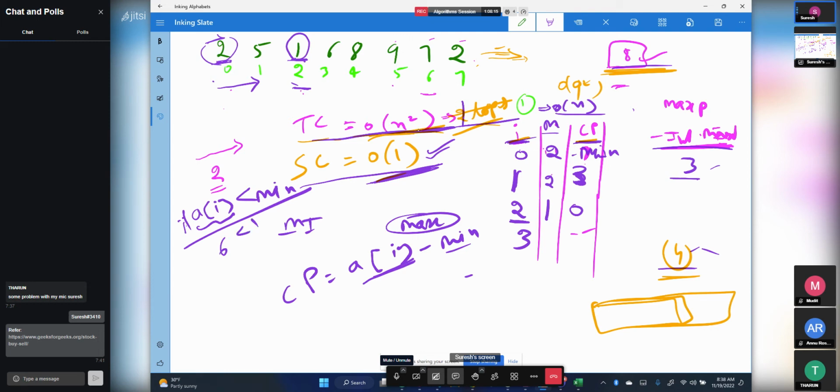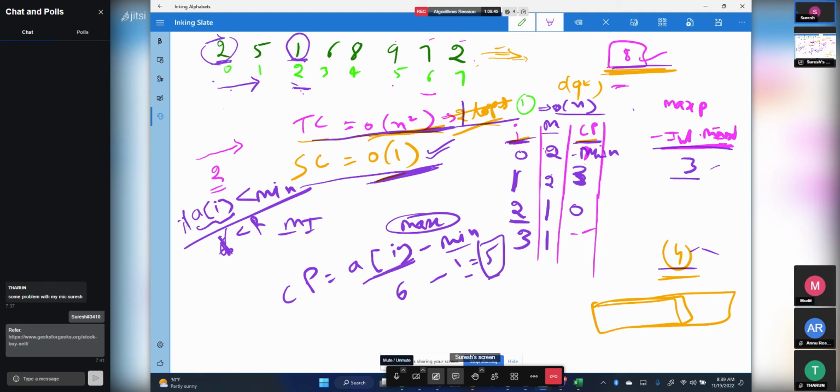But previously 1 was less than 2, right? That's the reason we changed the minimum. But now it is 6 and the minimum is 1. We don't change the minimum. Minimum is still 1. We will proceed to the next formula. What is the current profit? Current profit is A of I, which is 6, minus the minimum, which is 1. The answer will be 5. See, you found a better profit.